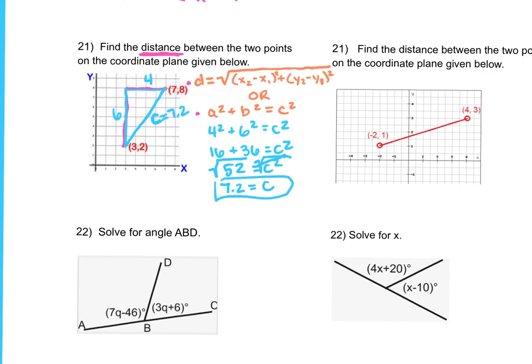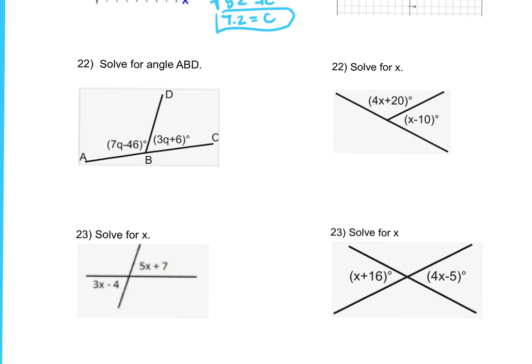So that's our answer. All right, the next one wants us to solve for angle ABD. Remember, when we're naming our angles, the middle letter is always the vertex. So the angle is from here all the way to there. That is a straight angle, so it's going to be equal to 180 degrees. So what we have here is a part plus part equals 180 degrees equation.